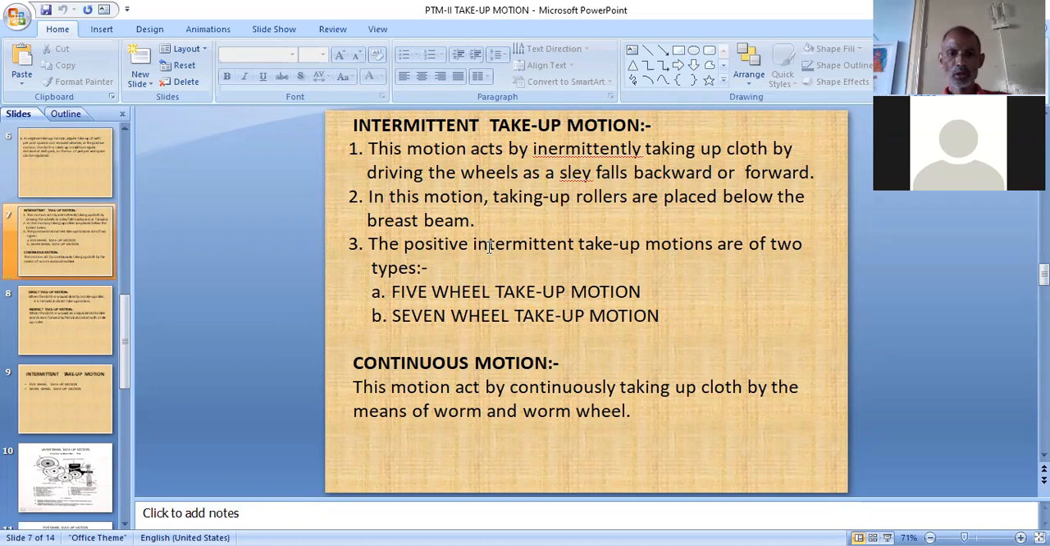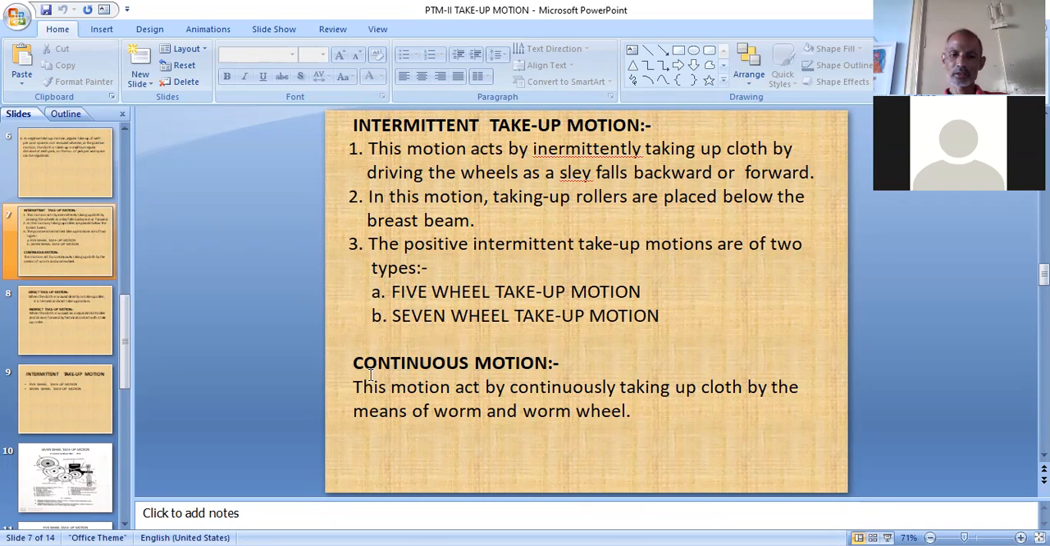And the positive intermittent take-up motions are of two types. One is known as 5-wheel take-up motion, and another is known as 7-wheel take-up motion, depending on the number of wheels, number of gears in the chain. If there are 5 wheels in the chain, it is named as 5-wheel take-up motion. If there are 7 wheels in a chain of the gears, then it is known as 7-wheel take-up motion. These two types of take-up motion we will take in detail, their construction and working.